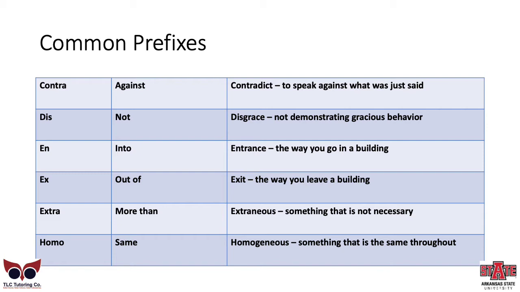Ex means out of. The word exit uses the ex prefix to say that it is the way you leave a building. Extra means more than. So if something is extraneous, it's something that is not necessary or not required. Homo means same. Something that is homogeneous is the same throughout. You'll hear this term often used to describe solutions in chemistry or to describe milk. We buy homogenized milk that has the same content throughout.